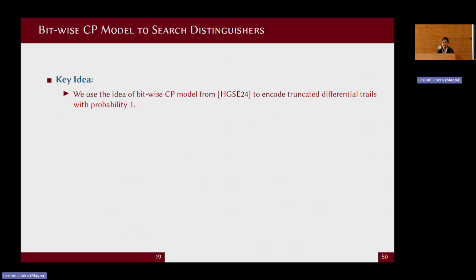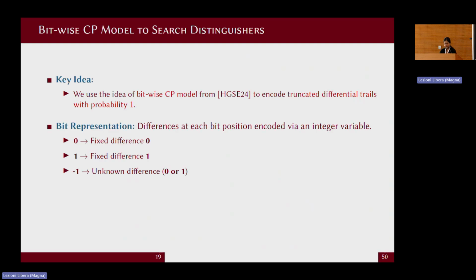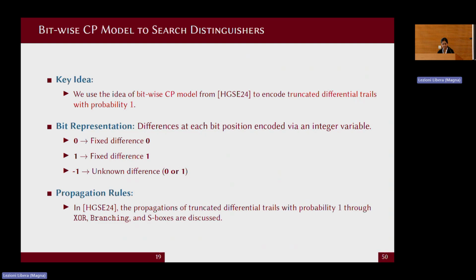Now, as we are working on ARX and AND-RX ciphers, we move on to the bitwise CP model to search for distinguishers. Already in ToSC 2024, Hadipur et al. used bitwise CP models to encode the truncated differential trails. For the bit representation, the differences at each bit position are encoded via an integer variable: 0 is a fixed difference 0, 1 is a fixed difference 1, and -1 is an unknown difference. For propagation rules, as they applied to PRESENT and ASCON, they model the propagations for XOR, branching, and S-boxes.